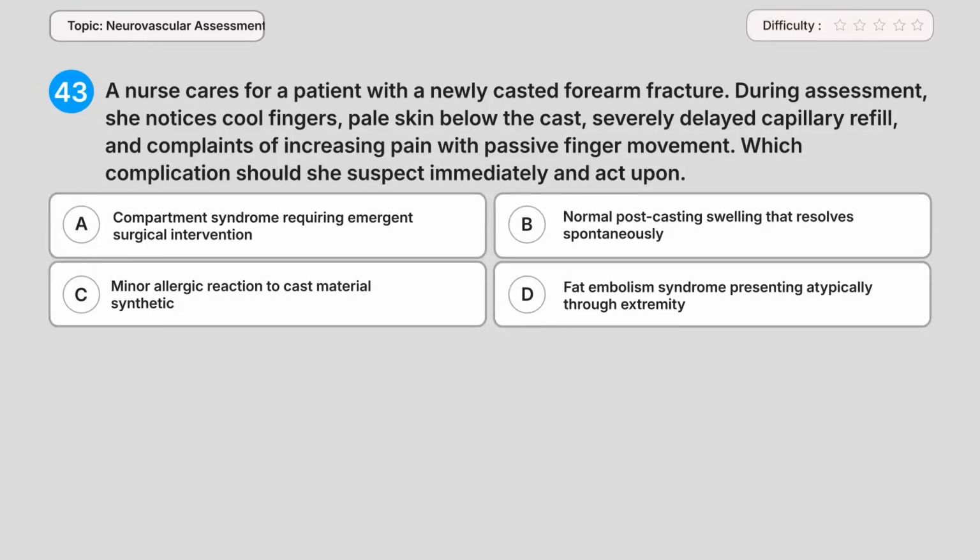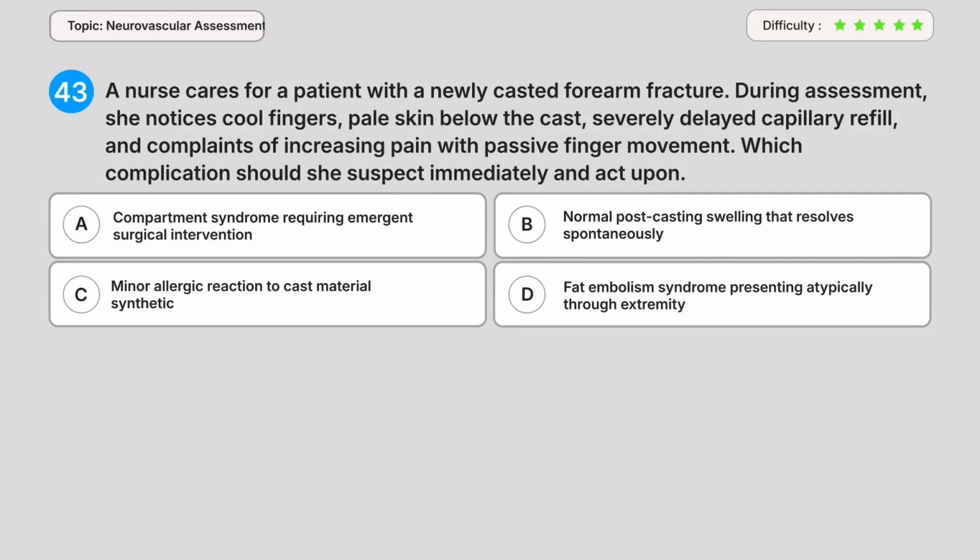Question 43. A nurse cares for a patient with a newly casted forearm fracture. During assessment, she notices cool fingers, pale skin below the cast, severely delayed capillary refill, and complaints of increasing pain with passive finger movement. Which complication should she suspect immediately and act upon?